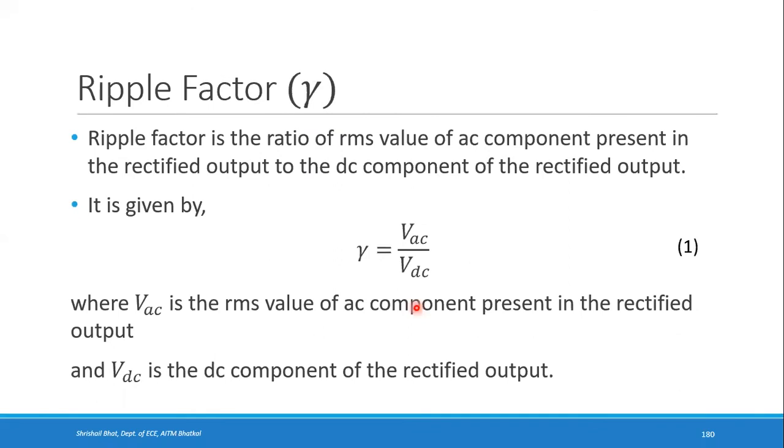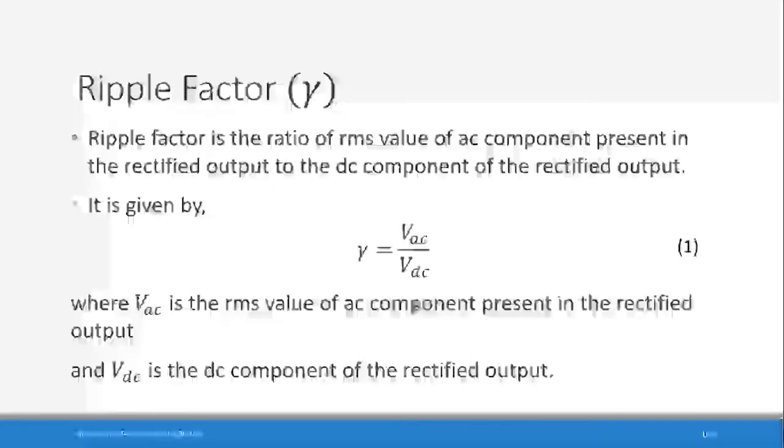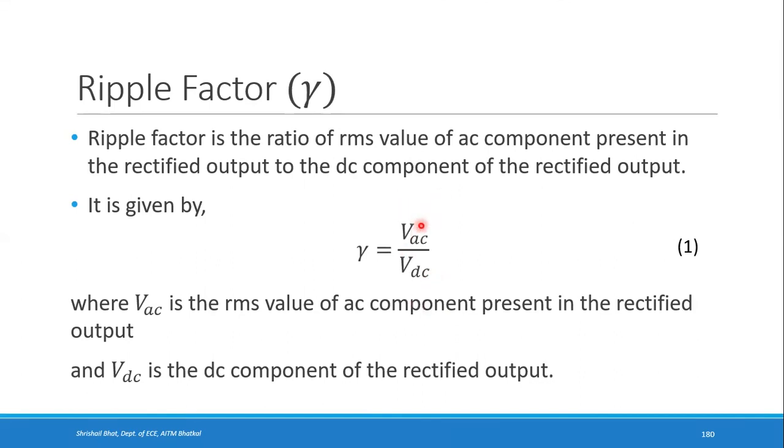The next parameter is the ripple factor. What is the ripple factor? It is the amount of ripples that you have in the output. Ripples are the AC component. So it's the ratio of the RMS value of the AC component present in the rectified output to the DC component of the rectified output. AC component is VAC, DC component is VDC.